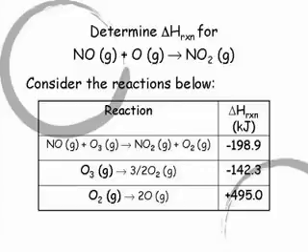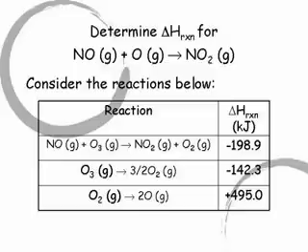The first reaction we're going to look at is the reaction of nitrogen monoxide gas with a free oxygen atom in a gaseous state, and we're going to form nitrogen dioxide gas from that. So we're going to look at these reactions below. Three different reactions that combined together can give us the overall reaction that we're interested in.